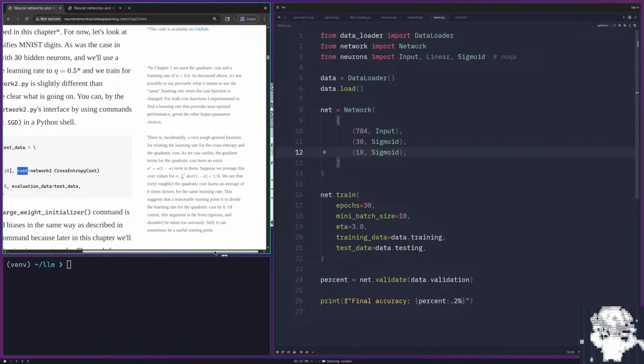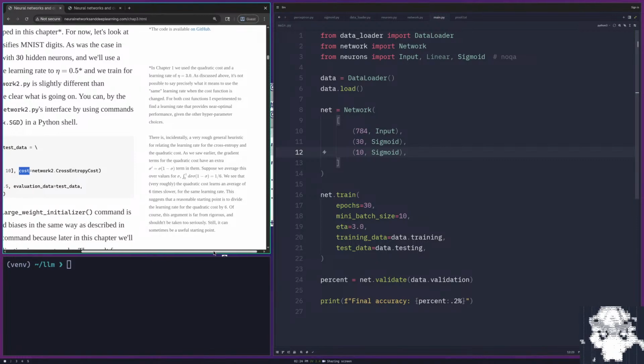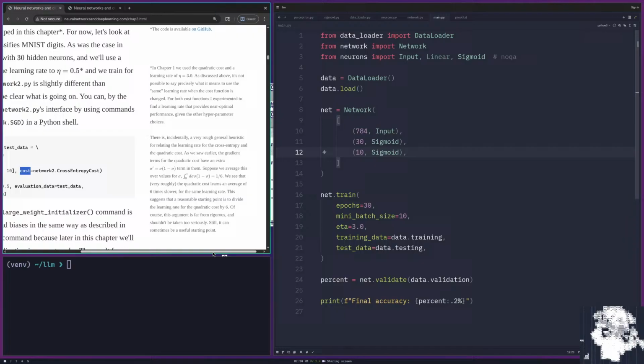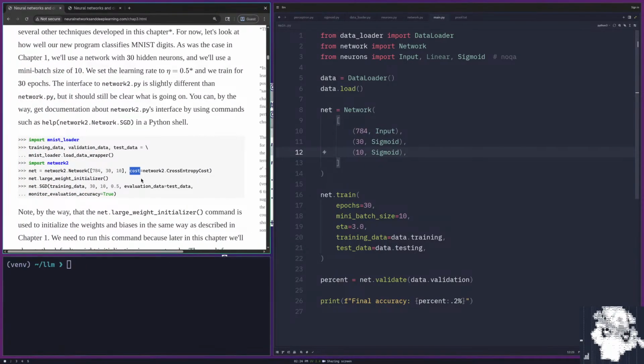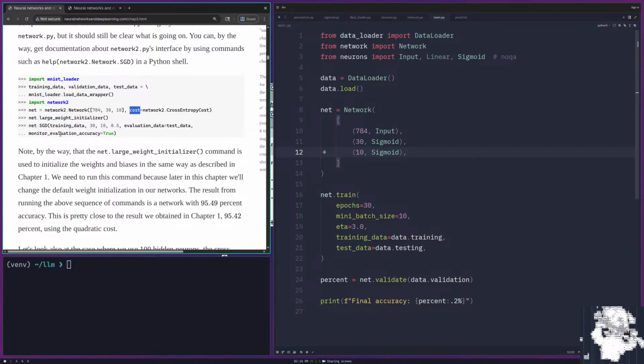What do we divide by 6? The quadratic cost learns 6 times slower than the cross entropies. So if you're going from one to the other, you multiply by 6 or you divide by 6. Okay. So there's a bunch of stuff in here that I don't really want to know about until I can learn it myself and initialize it myself, or implement it myself.